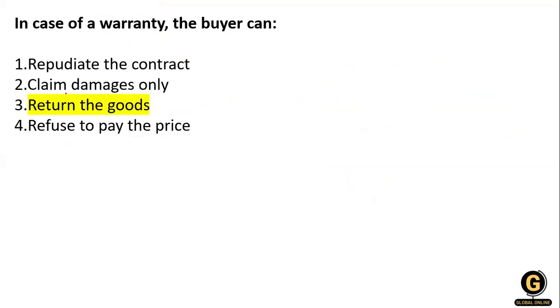No, this is wrongly done. In case of a warranty, the buyer claims only the damage. So option number 2 is correct. This is wrong: return the goods. Return of the goods is a guarantee. In a guarantee you can return the goods within 3 days. So this is a guarantee, but a warranty only includes the claim for damage.